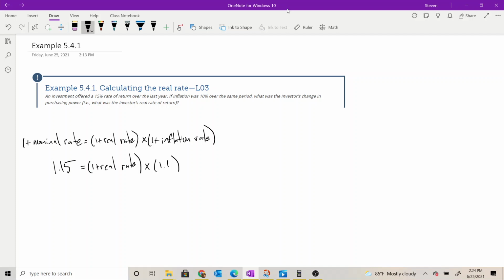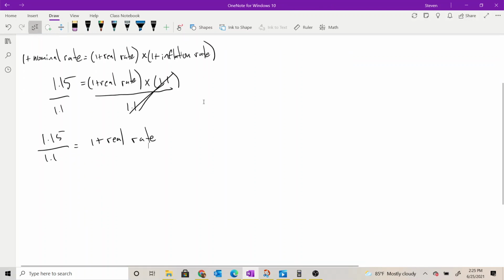All right, so we want to solve for the real rate. What we'll do is begin by dividing both sides by that 1.1. And so we have 1.15 divided by 1.1. Of course, this cancels out on the right-hand side, and we are left with 1 plus the real rate. The last step is just to subtract 1 from both sides.